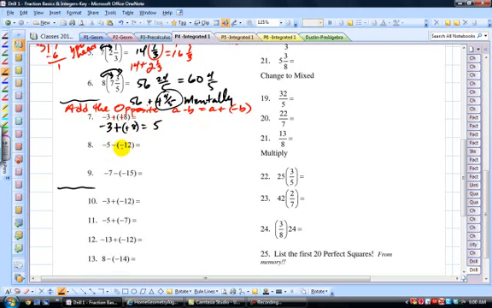Once again, on this one here, you want to add the opposite. So add the opposite of -12, so add 12. -5 plus 12. You have more positive here. 12 minus 5 is 7. And here, similar thing. You want to add the opposite. You have -7 plus the 15. That's your step. You have more positive. 15 minus 7 is 8. So you have 8 here.